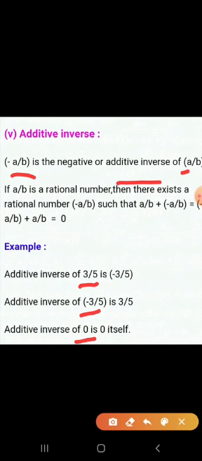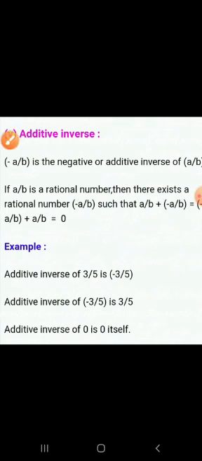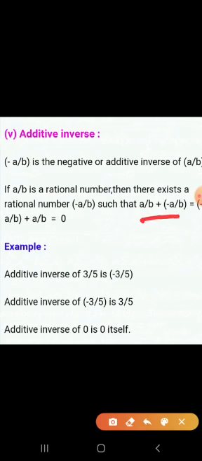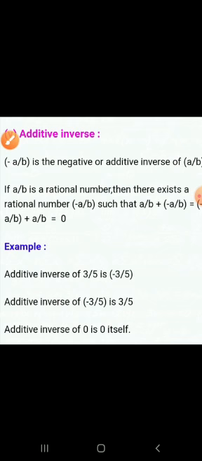And if we add a rational number with its additive inverse, a upon b plus its additive inverse, minus a upon b, the answer will be equal to 0. Again, repeating this, if a upon b is a rational number, then its additive inverse will be minus a upon b. Like if 3 upon 5 is a rational number, its additive inverse will be minus 3 upon 5. And if you add a rational number with its additive inverse, the answer will always be equal to 0.